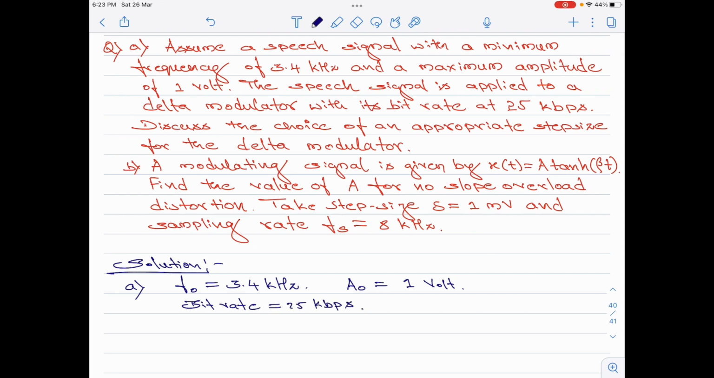Coming to the last part, we are asked to discuss the choice of an appropriate step size for the delta modulator. Now, in this numerical, it is very essential to understand what you mean by appropriate step size. For the delta modulation system, the step size will be appropriate if it satisfies the condition for no slope overload distortion. So, we start with that condition, that is for avoiding the slope overload distortion.